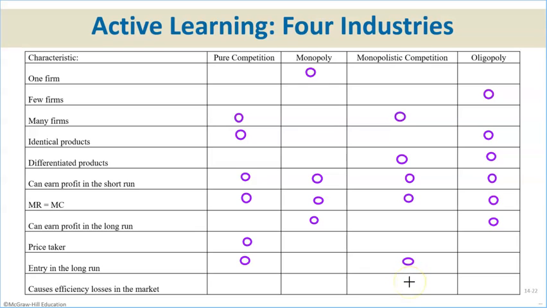And the last one causes efficiency losses in the market. So I talked about this actually on the last slide. Pure competition is the only one that's efficient. The rest of them are inefficient. So monopoly, monopolistic competition, and oligopoly all will cause efficiency losses in the market. That means that all these three industries are inefficient. So this is a good recap of all of the most important characteristics of the 4 industries that we've studied.